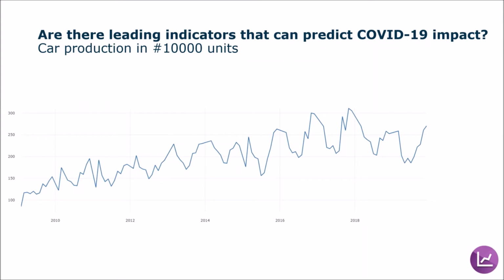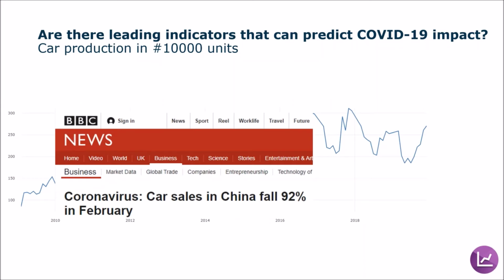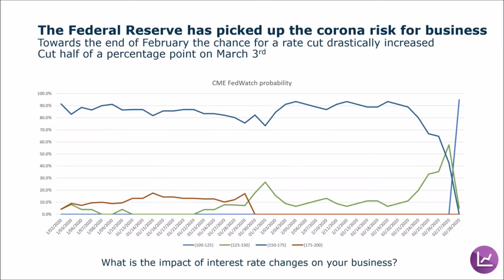So let's look at car production. Car production has been ranging from 1 million vehicles a month to 3 million vehicles a month in China. Sarah already mentioned this. In February, car sales have fallen by 92% in China. So that's going from 2.5 million to 250,000 vehicles. Well, this is production and the other one is sales, but indeed, as you can imagine, changes in sales will lead to changes in production. This is also something that Sarah has already mentioned in the webinar.